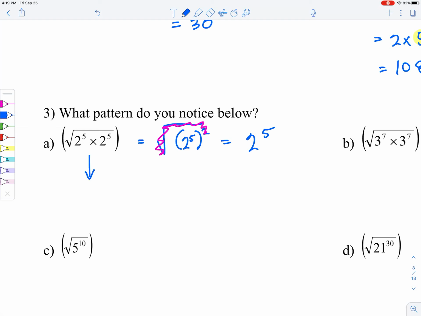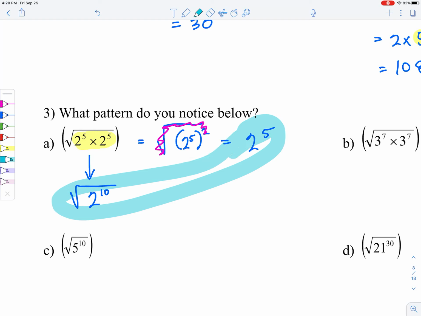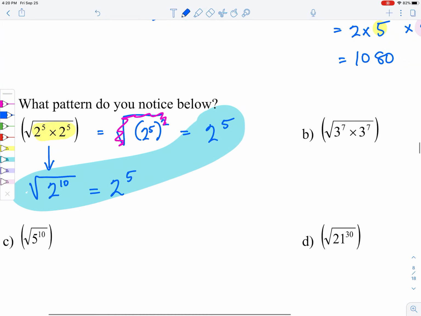Other way of thinking about it, though, is I could write this as the square root of 2 to the 10. So all I've done here is I did my exponent rules on the guts of the square root, and I get 2 to the 10. But the square root of 2 to the 10 has to equal 2 to the 5. These two things have to be equal to each other. So if the square root of 2 to the 10 equals 2 to the 5, we're going to take that as fact. We're going to keep looking and see if we notice a pattern.